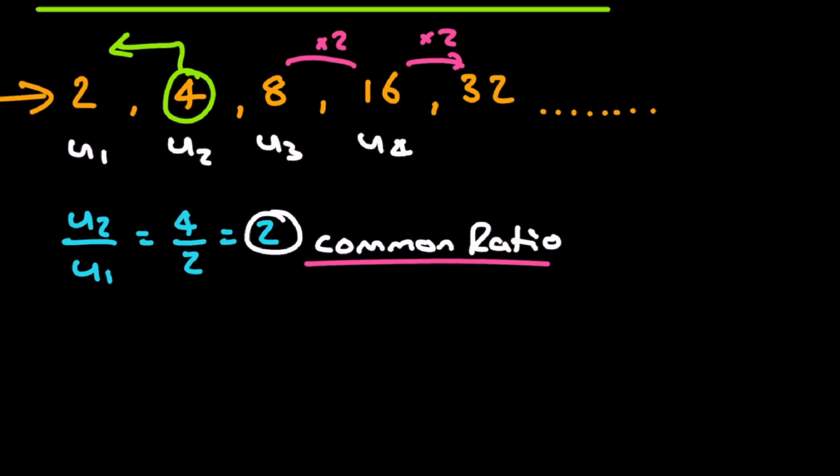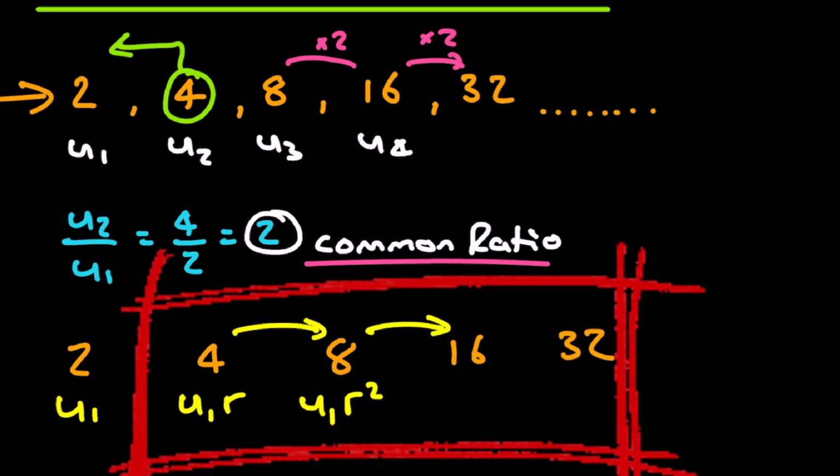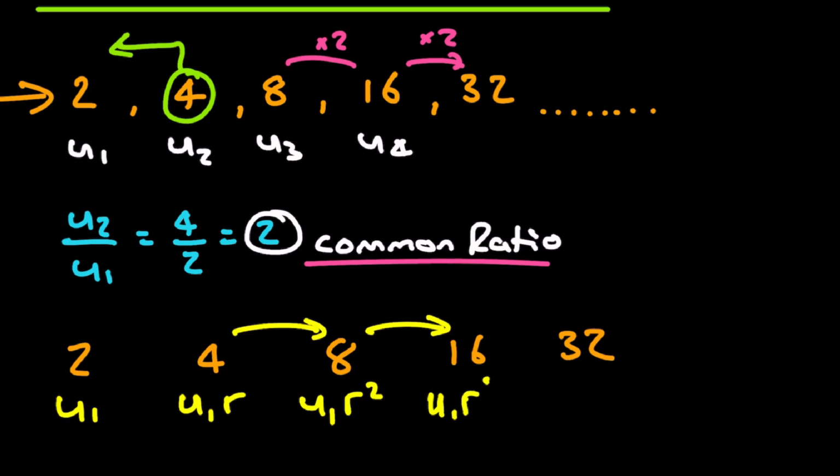Now, if we look at this sequence again, a little bit more in depth, if we've got 2, 4, 8, 16, and 32, let's think about labeling the first term as u1. Well, the second term was found by taking u1 and multiplying it by r. Now, if we wanted to go from 4 to 8, we're going to have to times by r again, so that's why we get u1 times r squared. And this just keeps repeating, so the next term would be u1 times r cubed.